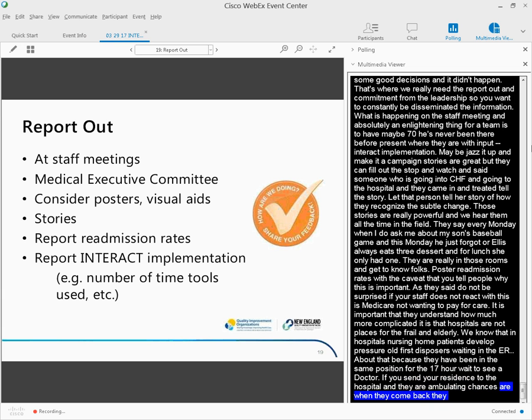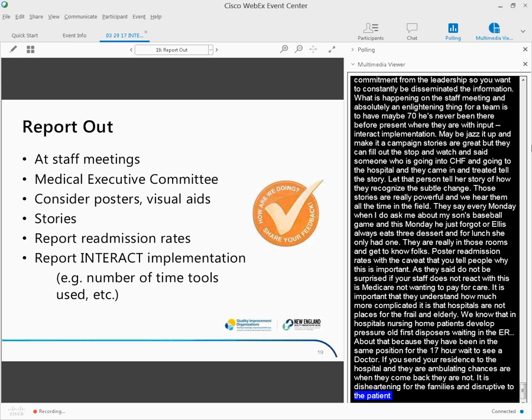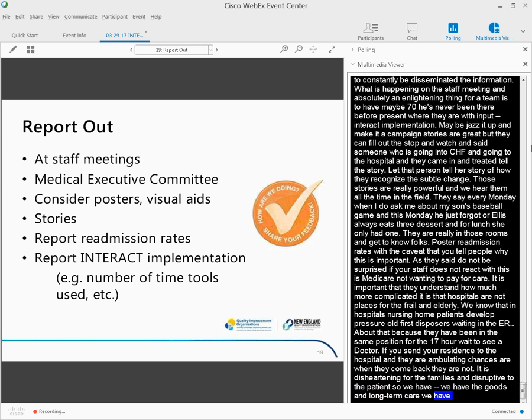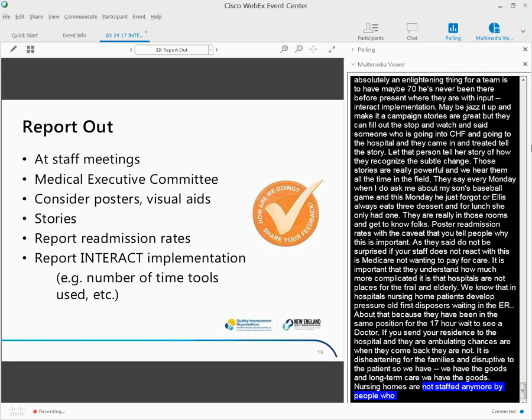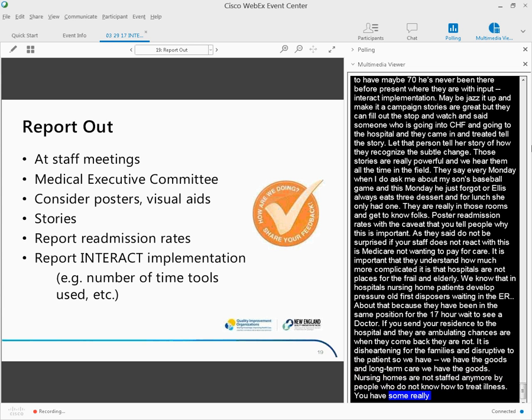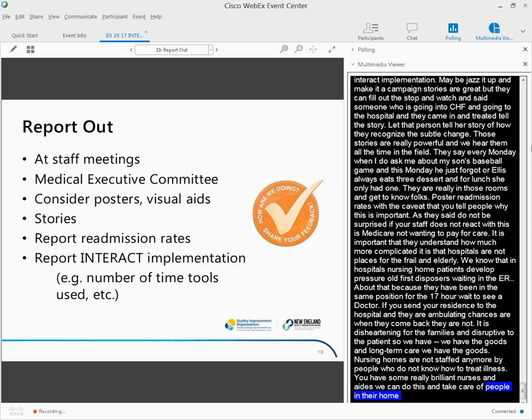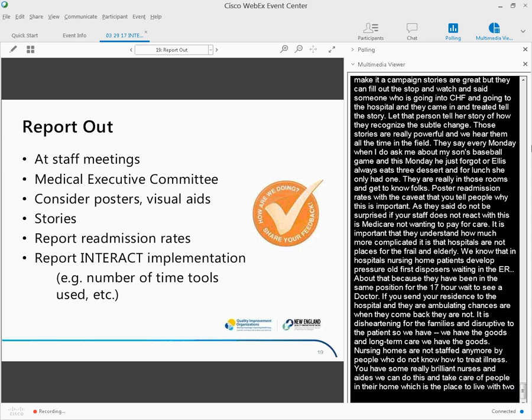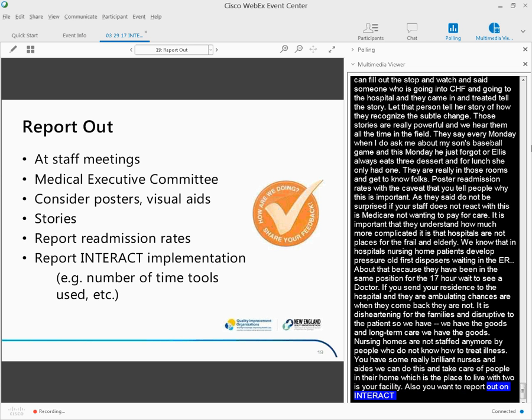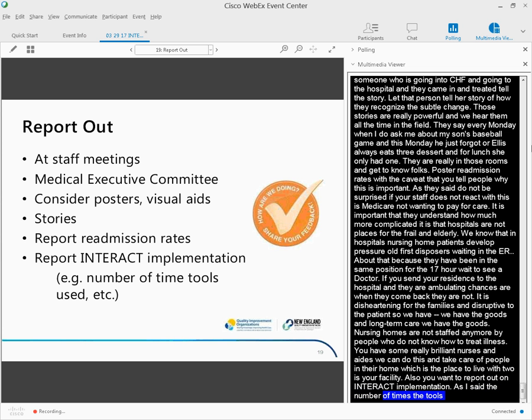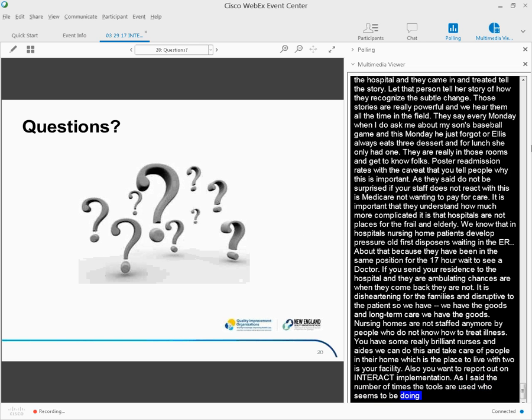So, we've got the goods. You know, in long-term care, we've got the goods. Nursing homes aren't staffed anymore by people who don't know how to treat illness. You've got some really brilliant nurses, APRNs, astute aides, so we can do this. We can take care of people in their home, which is the place they live, which is your facility. And also you want to report out on Interact implementation. As I said, the number of times tools are used, who seems to be doing it well, who seems to have that religion on it. So that's it. I'm going to open this up for some questions at this point.